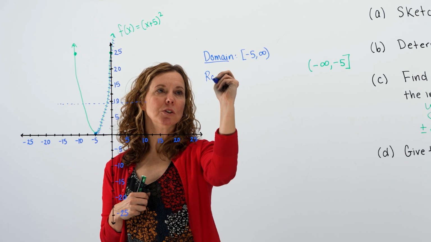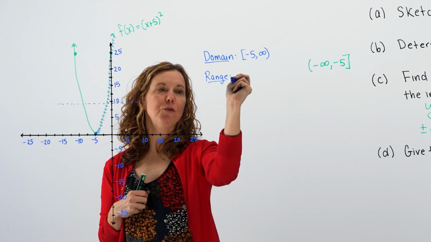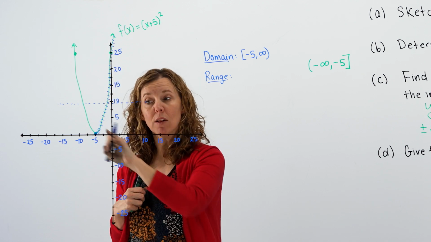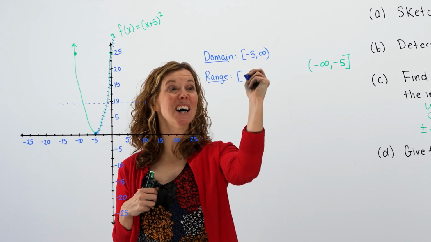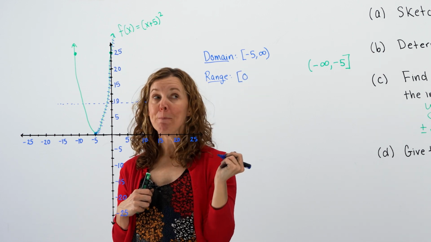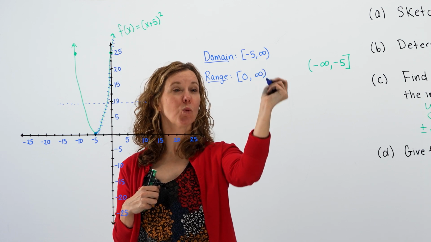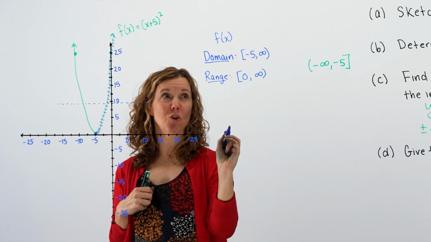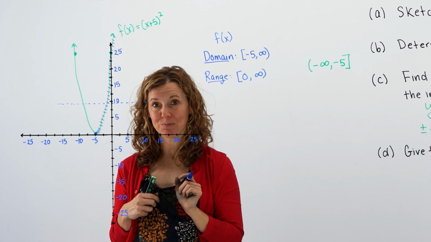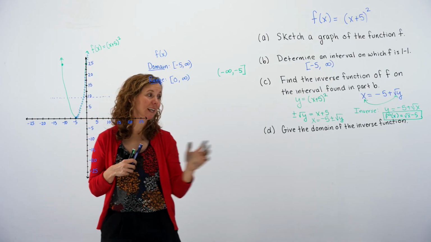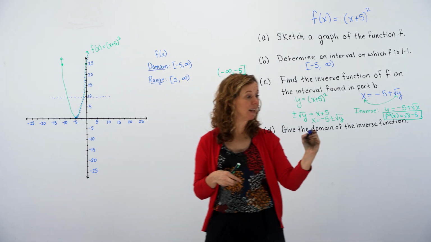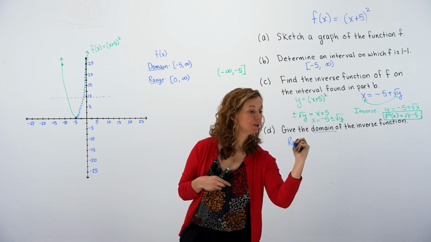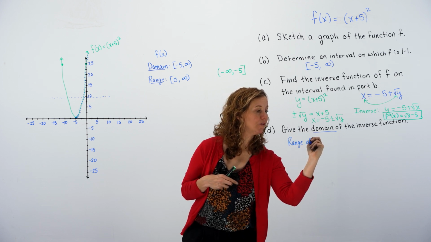And its range, if we look at the y values that this function takes over that domain, it looks like the smallest value it ever takes is 0, and it does reach 0 when x is -5. And the values will then increase without bound. So the range of the original function f of x with our restricted domain is 0 to infinity. That means when we come over here to answer our question about the domain of the inverse function, that should correspond to the range of the original function.